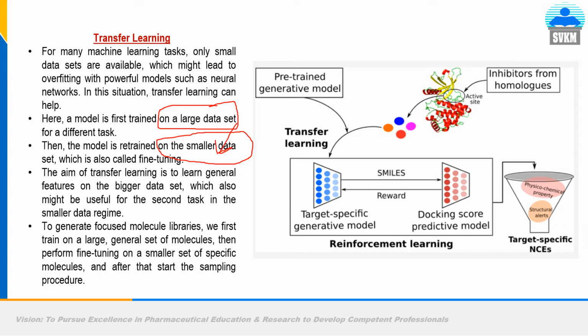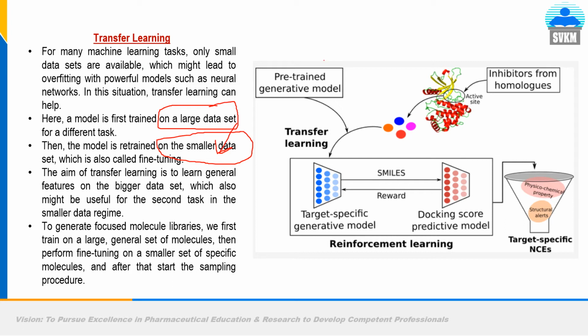The aim of transfer learning is to learn general features on the bigger data set, which also might be useful for the second task in the smaller data regime. To generate focused molecule libraries, we first train on a large general set of molecules, then perform fine tuning on a smaller set of specific molecules, and after that start the sampling procedure. Sampling means you will generate different types of molecules from your generator deep learning model.